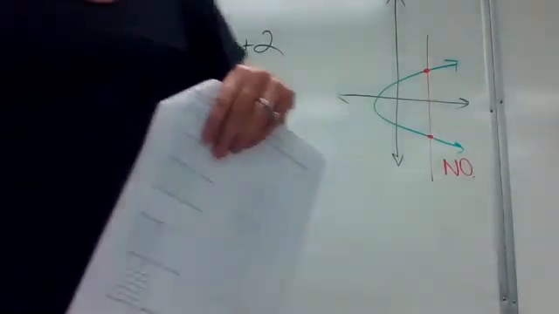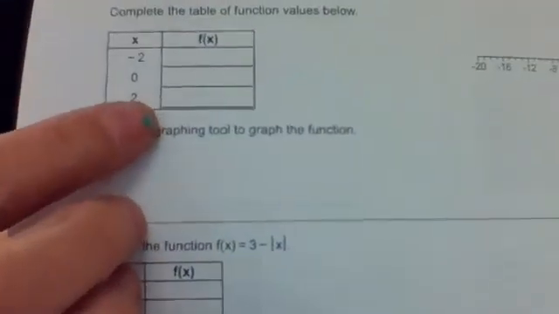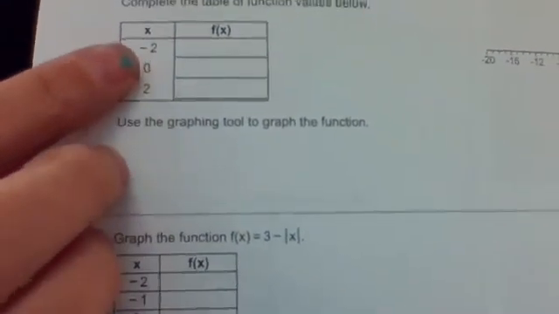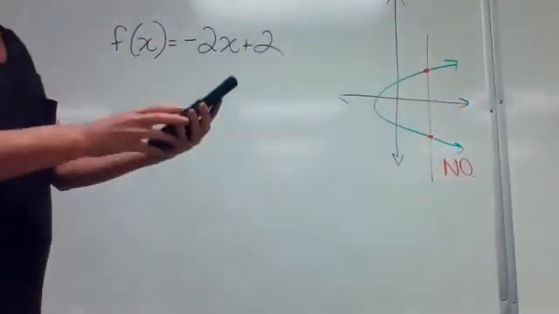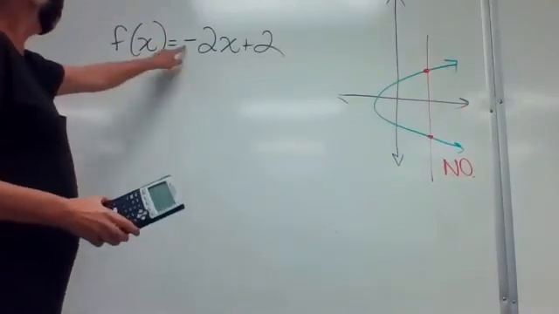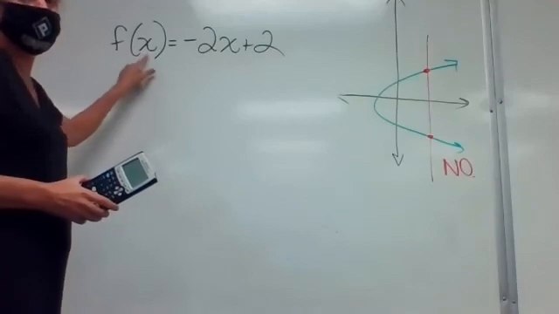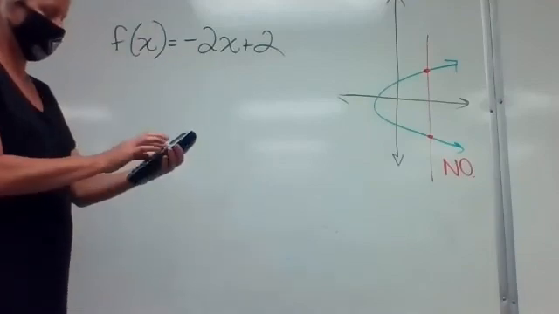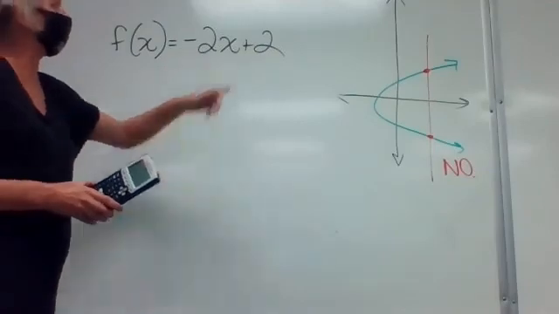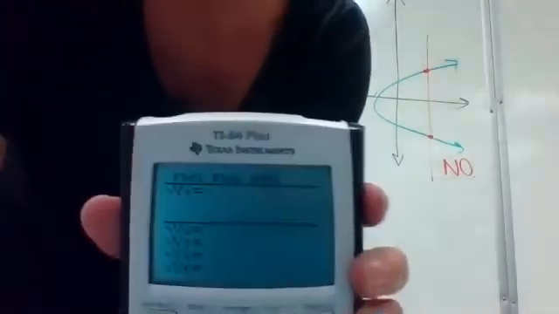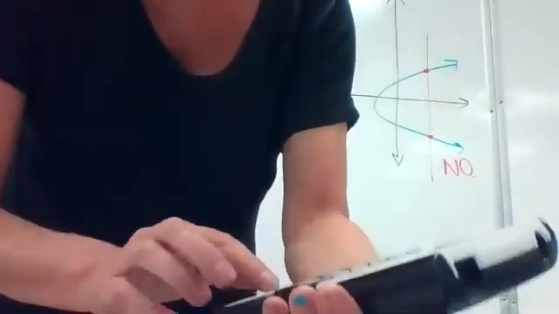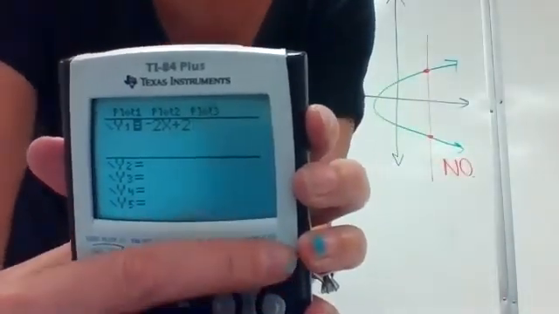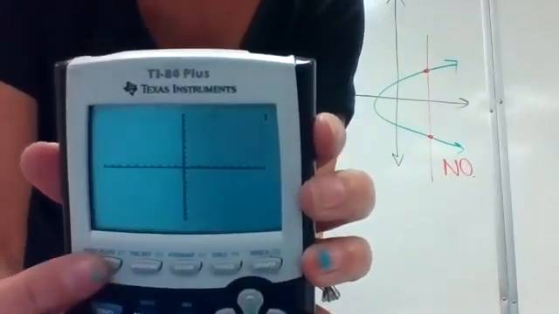And then instead of you choosing any points you want, it's going to have you fill out this chart. But where do you get that chart? Your y equals. So you just go to your y equals, because remember, this is the same thing as saying y equals. So go to y equals, clear it out, type in negative 2x plus 2. Let's graph it. It should be a line, right? Nothing's happening to the x.